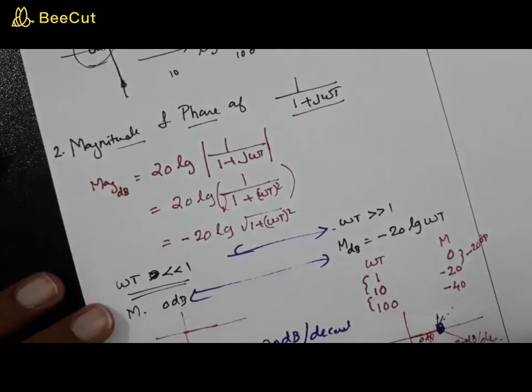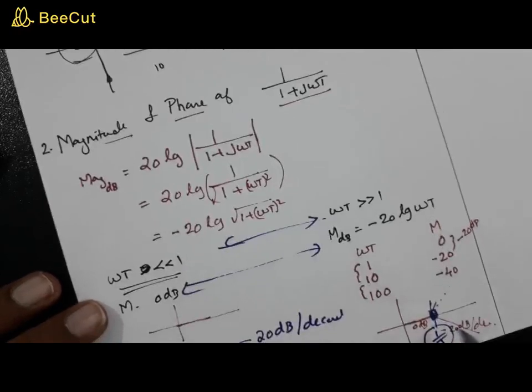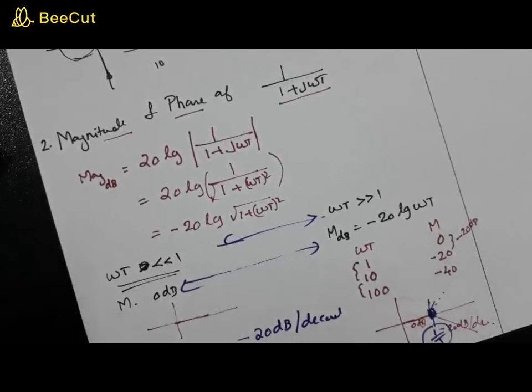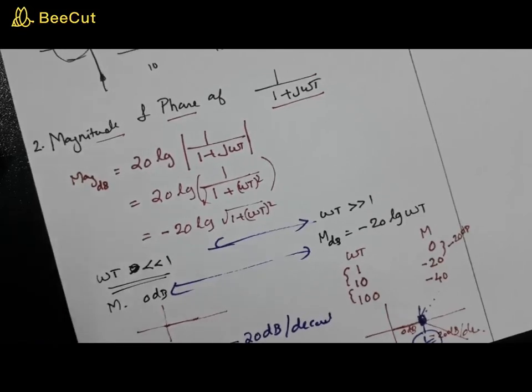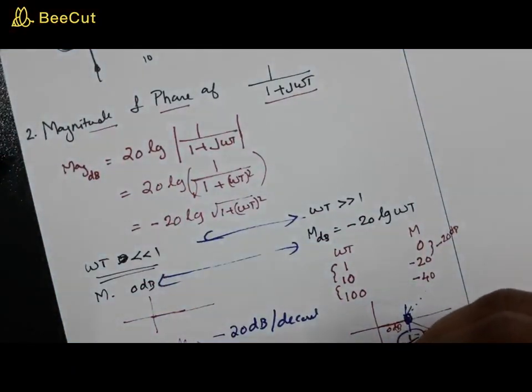So what is the speciality of this 1 by t? It is the frequency at which this factor starts to decrease at a rate of minus 20 per decade, and below that frequency, this has no effect. That is, as I told you earlier, as if you don't have such a term in the magnitude. And this frequency is again called the corner frequency of this term.